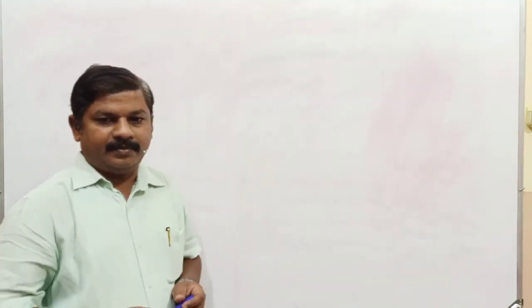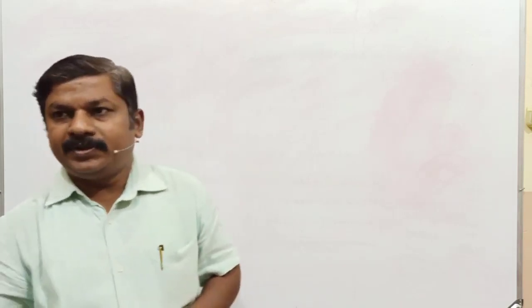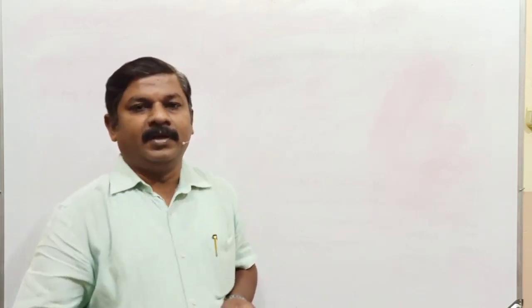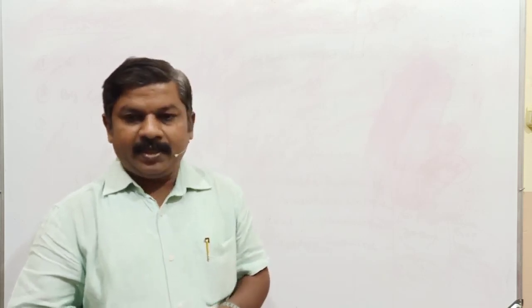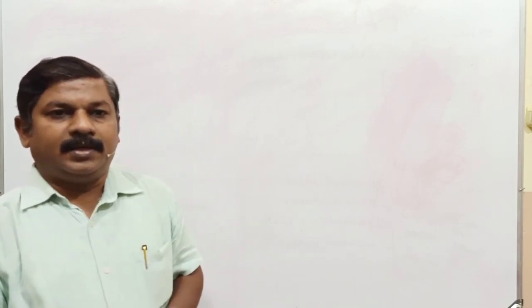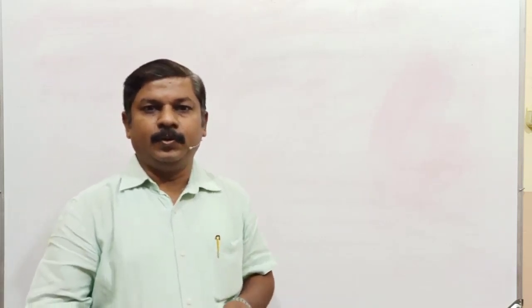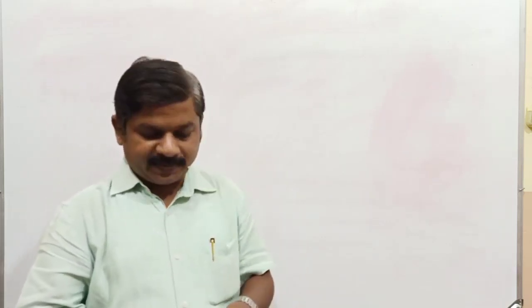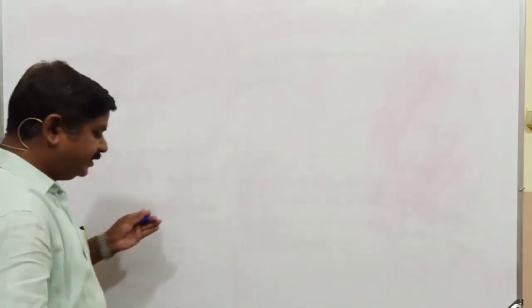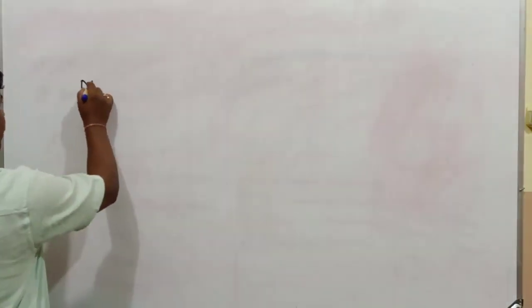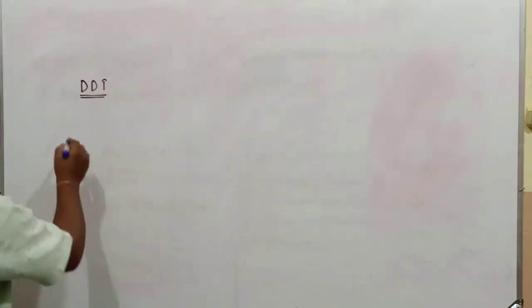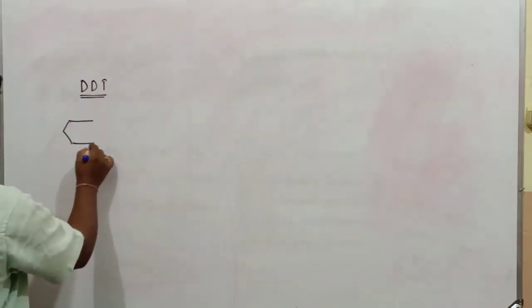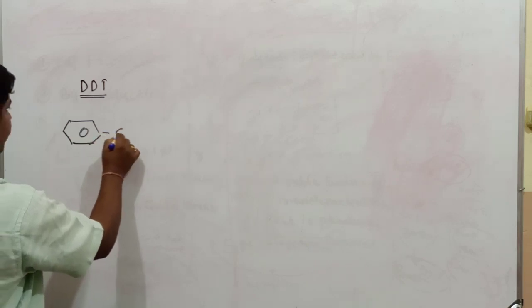Yesterday we discussed the introduction and nomenclature of halogen compounds, and I stopped the class after mentioning two halogen substituted compounds. One compound was DDT. I asked you to mention its IUPAC name. The structure of DDT, I already mentioned yesterday.